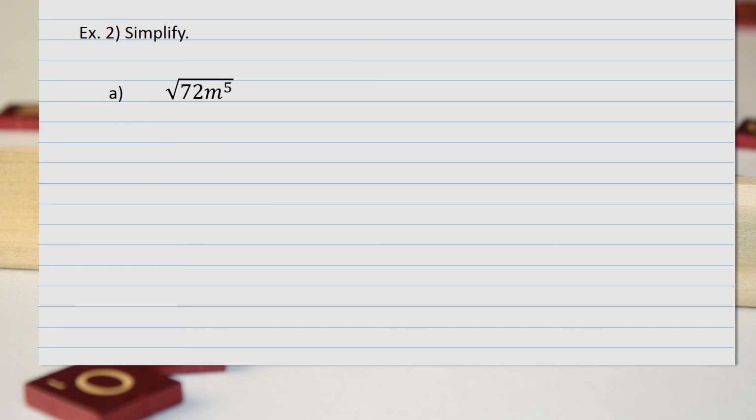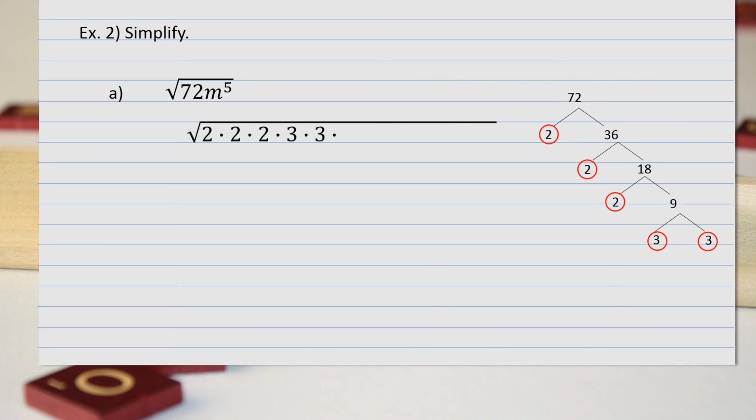Example 2, simplify. For a, we have the square root of 72m to the 5th. For 72, we do the factor tree, 2 and 36. 36 is made up of 2 and 18. 18 is made up of 2 and 9. And 9 is made up of 3 and 3. Again, you could have used any two values for the factor tree of 72. No matter what you started with, everyone should come up with the same factors. So we rewrite these factors under the radical.